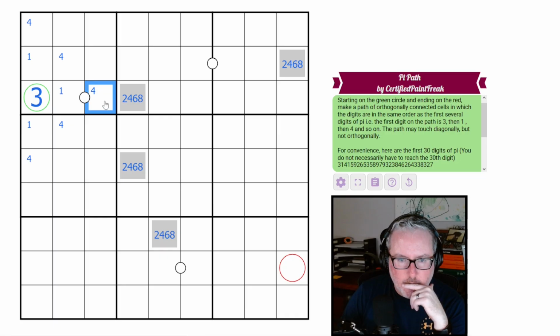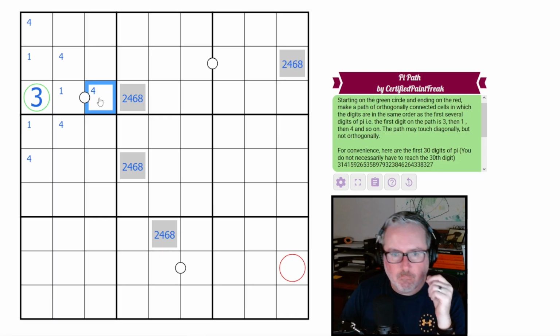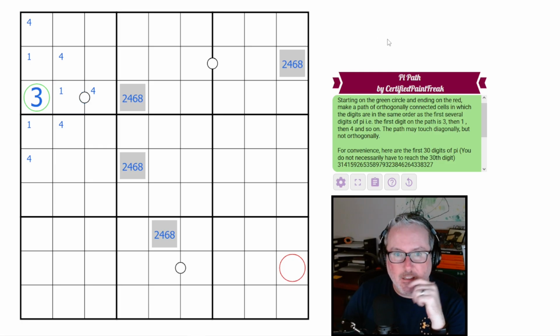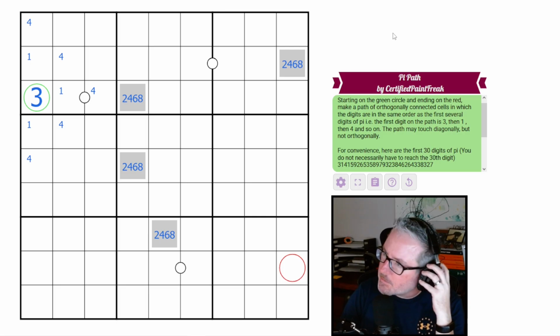Okay, so that will rule... Oh, no, it doesn't actually. I was going to say it's ruled out the 4 from being here, but it doesn't, because it could be 3, 1, 4, and this could just be a 4 over here with a 5 next to it. That's not part of the path at all. Huh. Interesting.